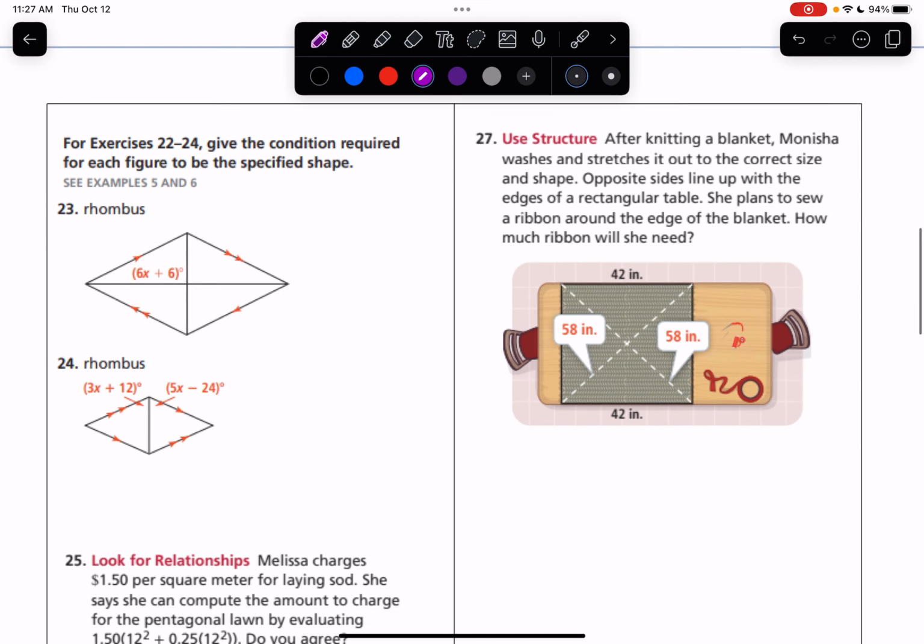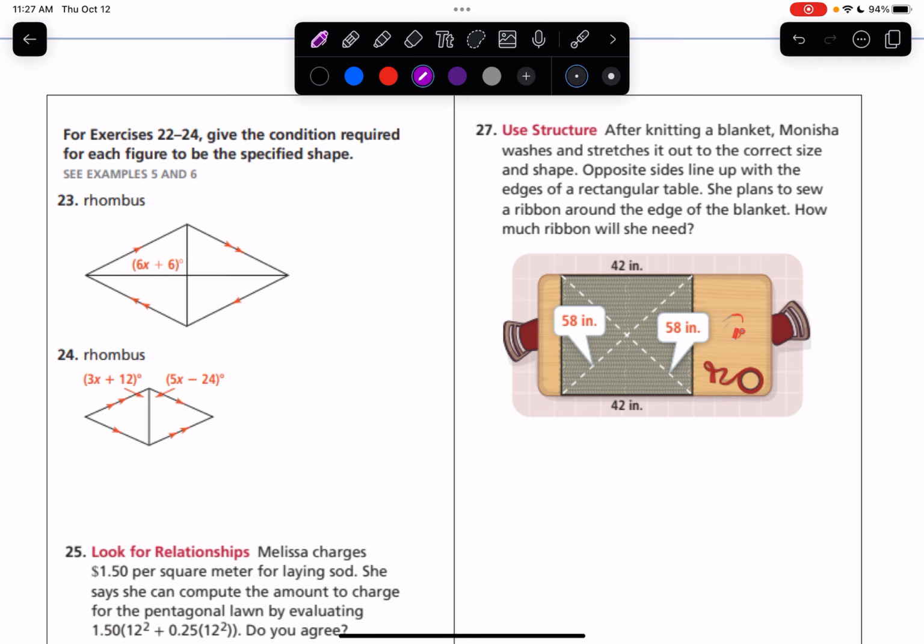Same thing down here, we want to do something similar. The condition required to specify that number 23 is a rhombus is that this angle needs to be 90 degrees, because the diagonals in a rhombus cross at 90-degree angles. So 6x plus 6 equals 90 degrees. Solve the equation. X equals 84 divided by 6, which is 14. So x would need to be equal to 14 here.